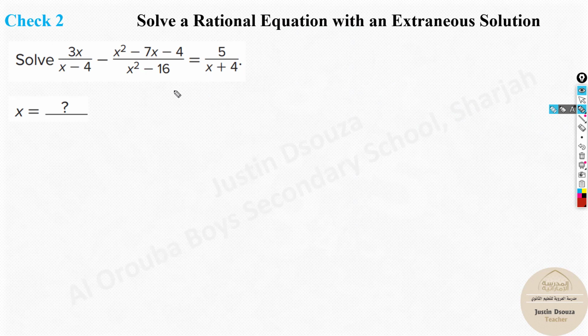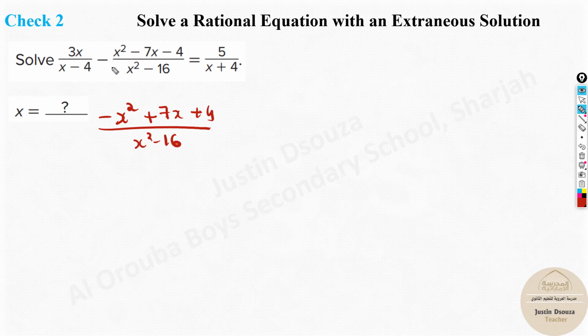Again, which are the two simpler denominators? I feel this and this, so let me group them together. So the left side, now I'm not going to repeat the mistake. Here, what is going to happen? It's going to be minus x squared. And again, that minus and minus will be plus 7x. Minus and minus will be plus 4 divided by x squared minus 16.